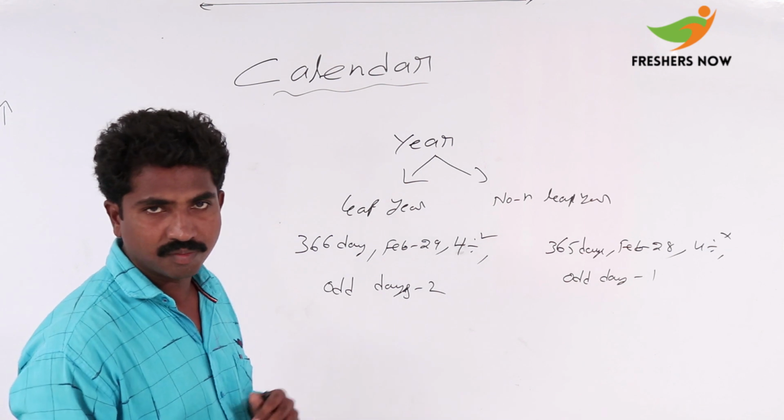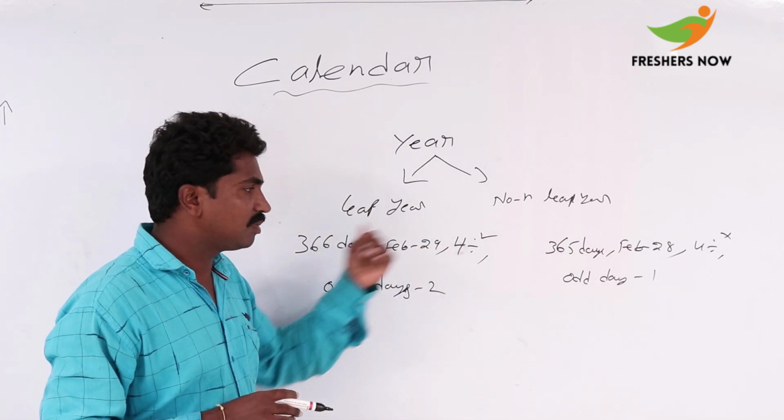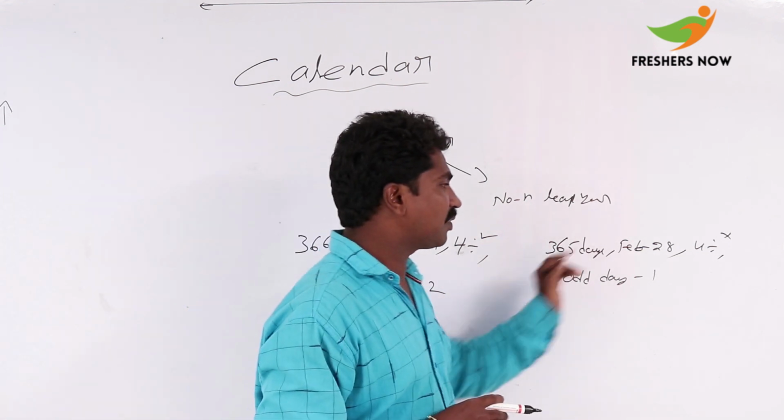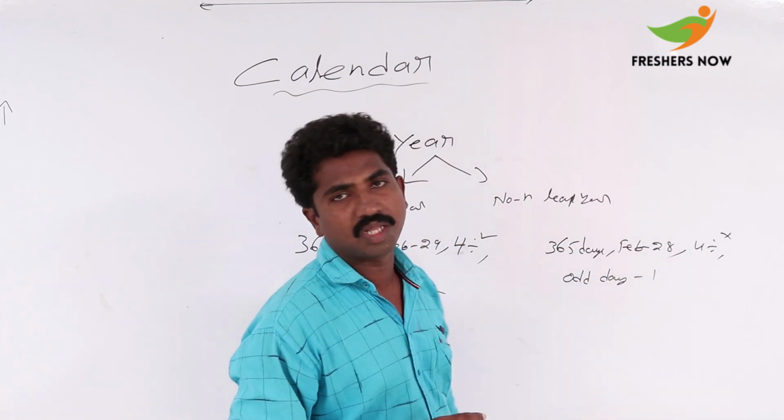I repeat. For a leap year: 366 days, February 29, it is divisible by 4, and it has 2 odd days. For a non-leap year: 365 days, February 28, it is not divisible by 4, and it has 1 odd day.